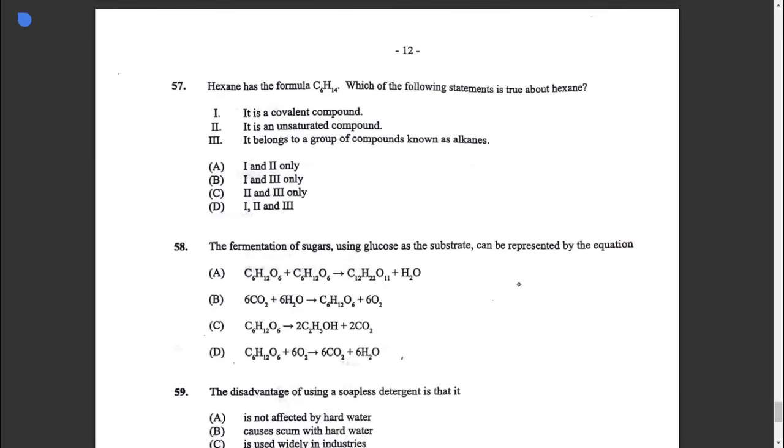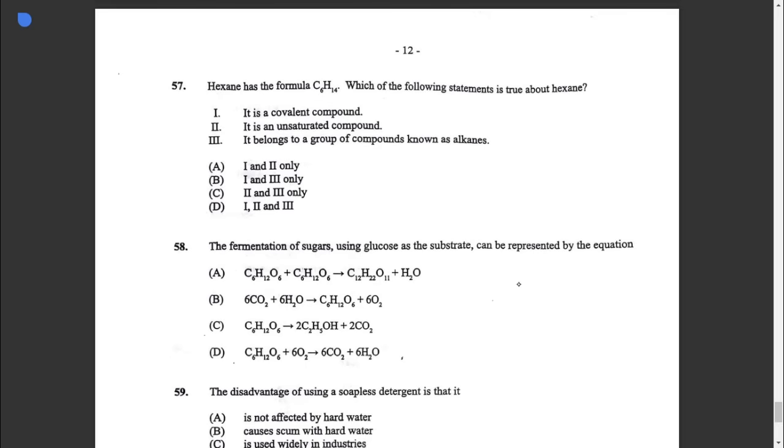57. Hexane has the formula C6H14. Which of the following statements is true about hexane? It is a covalent compound. We can draw the structure of hexane to show you the hydrogen sharing with the carbons. All right, so it is a covalent compound.